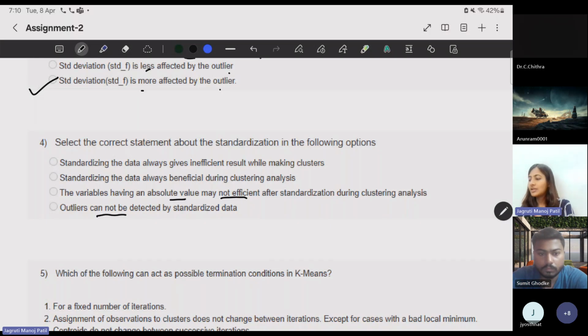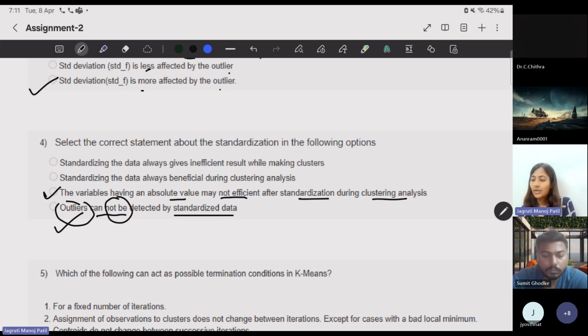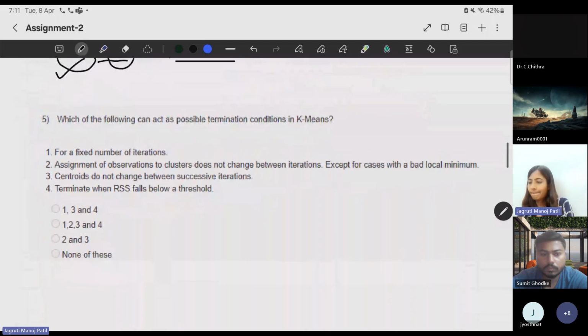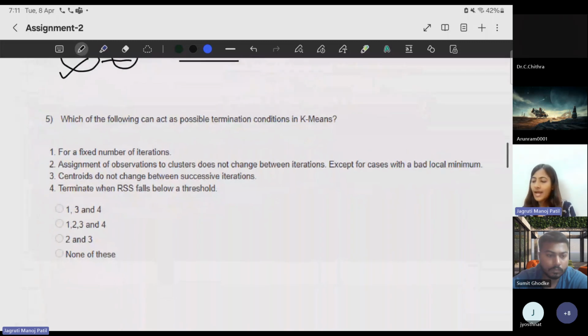They may not be efficient after you do standardization when you are trying to do your clustering analysis. But actually, when you have your outliers, if you do standardization, your outliers can be detected. So it is very false that outliers cannot be detected by standardized data, if someone asks you something like that.